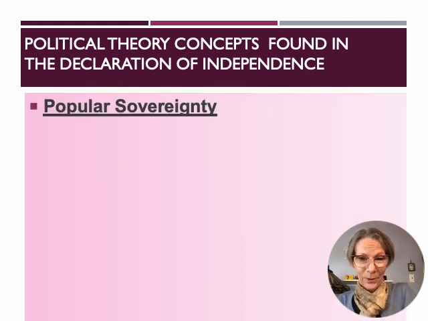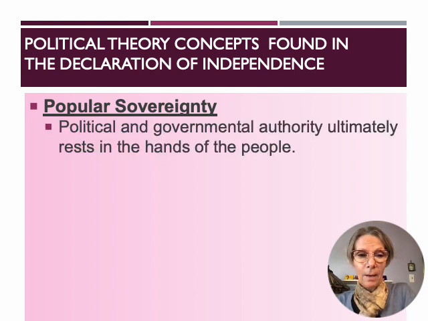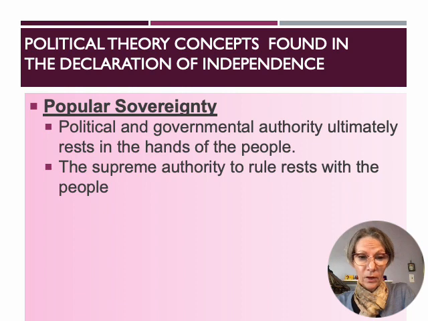Next is popular sovereignty, which is a concept we've already talked about in topic 1. It's the idea that the political and governmental authority ultimately rests in the hands of the people, that the supreme authority to rule rests with the people. And so if government doesn't live up to its end of the social contract, if it's violating the rights of the people, government begins to lose that authority, okay? And so again, you'll be identifying where popular sovereignty is referenced.